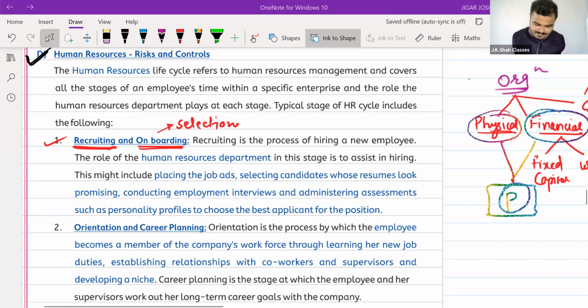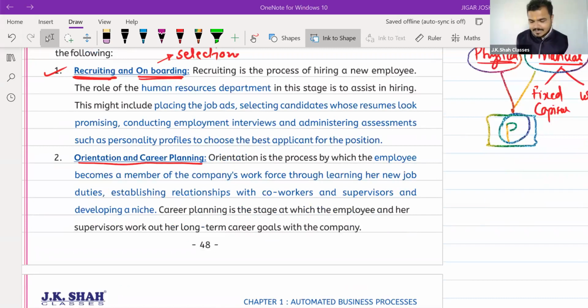Moving further, my dear child, the second one is orientation and career planning. Just remember how innocent you were on the first day of school. Yes, sir. On the first day of college, we were feeling completely bored because nobody knew each other. We were sitting alone, discussing amongst ourselves only. We had no idea what to do and what not to do. It was a completely confusing state of mind.